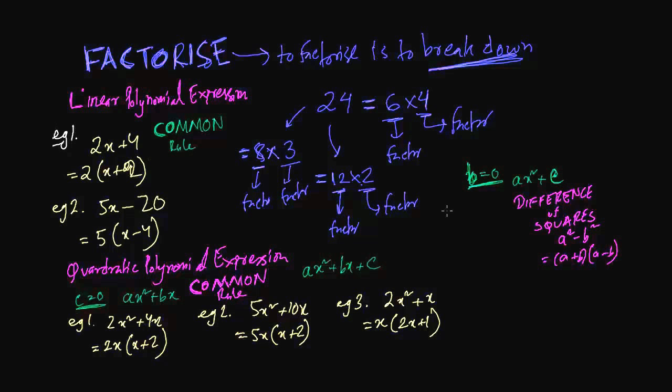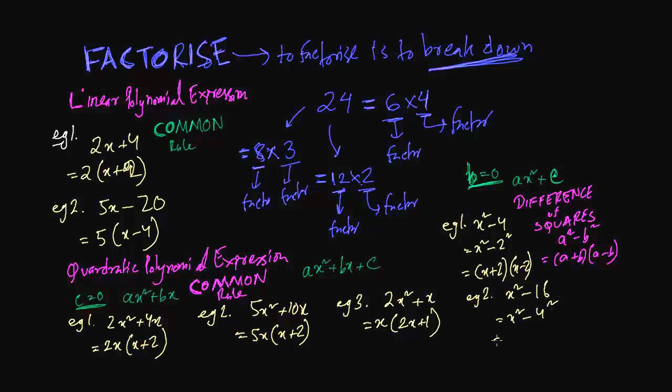Let me show you example 1 here. Suppose you have x squared minus 4. So it is x squared minus 2 squared, which can be written as x plus 2, x minus 2, a plus b, a minus b. Example 2. If you have x squared minus 16, it could be x squared minus 4 squared, which could be x plus 4, x minus 4. So that's how it looks. So this is the difference of squares.